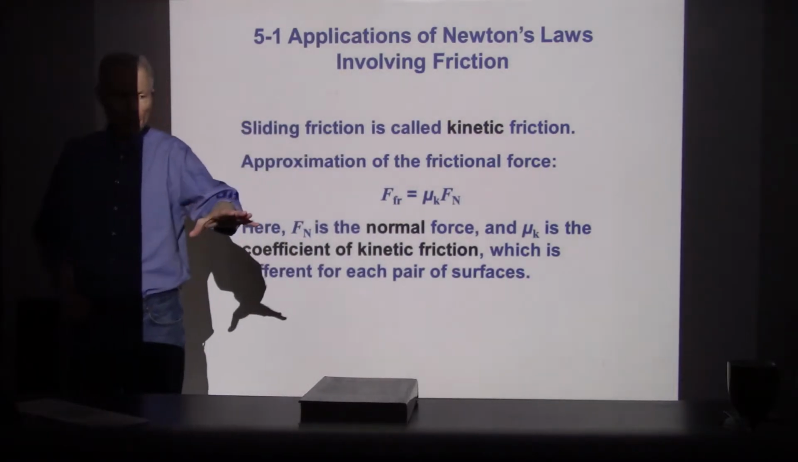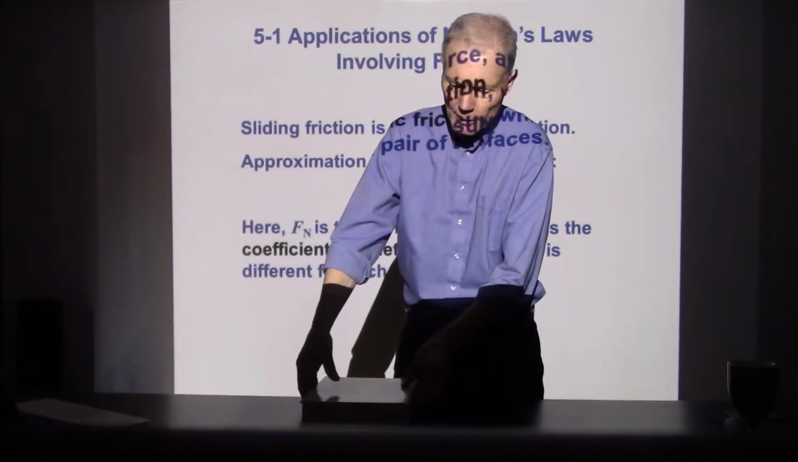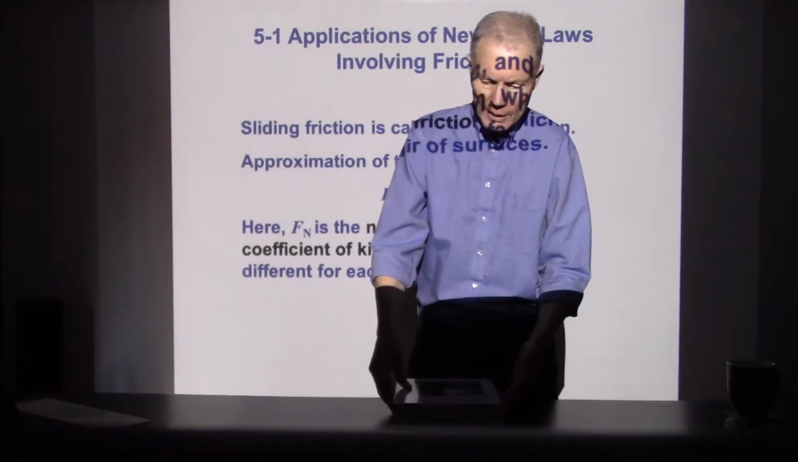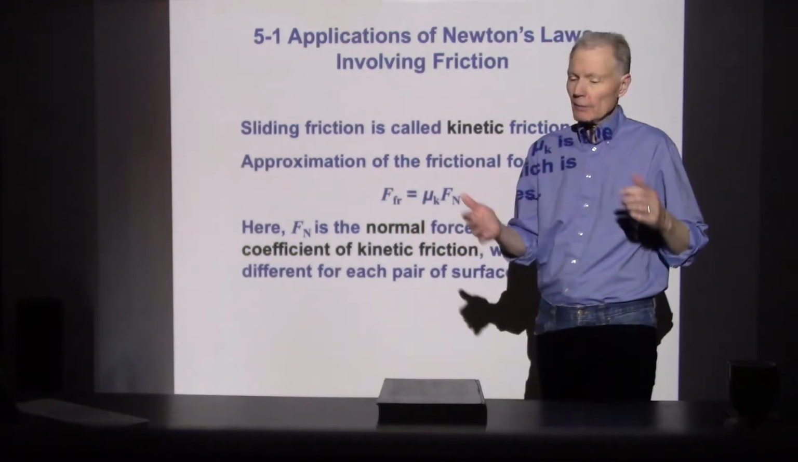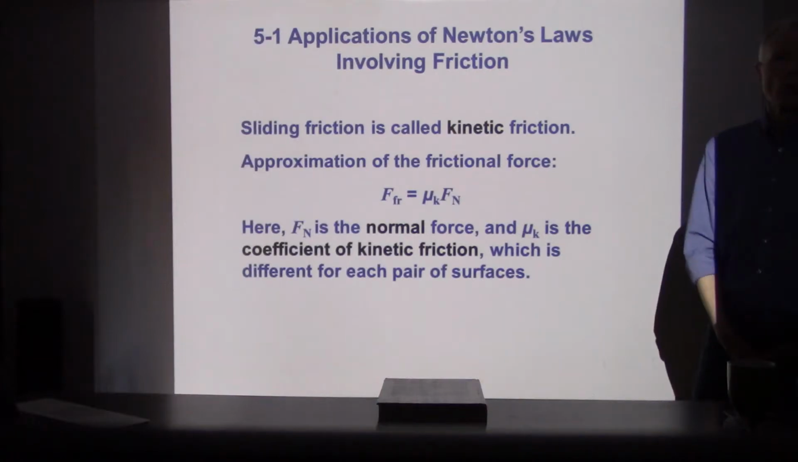So if I take two books and stack them together, then the frictional force between the table and the lower book is going to be twice as large. If I take 3 books or 10 books, the frictional force will go up proportionally.